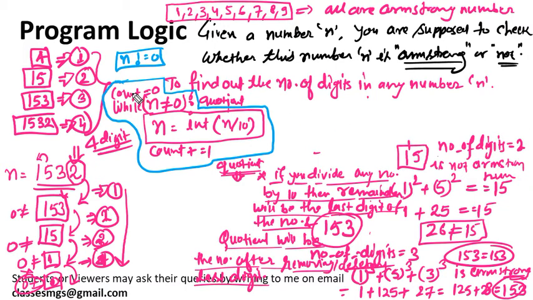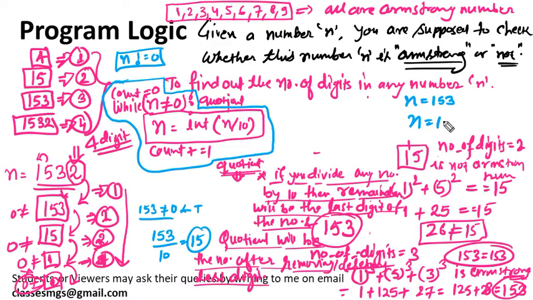Let's suppose n value is 153, or you can take any number, let's say 153. Then n value is 153. 153 is not equals to 0, so the condition is true. Then we come into this loop and divide this number by 10. If you divide this number by 10, you will get the quotient, that will be 15. So n will become 15 here.